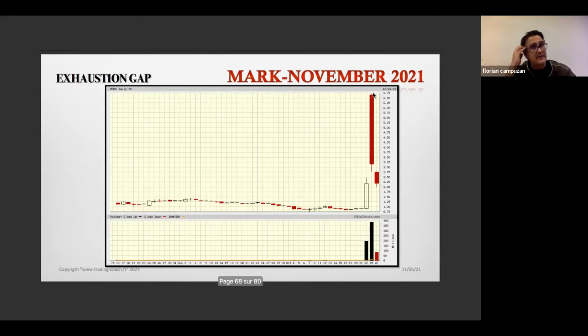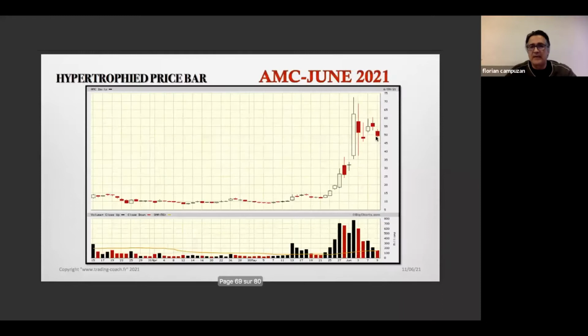sell part of it. What I did was I didn't sell everything. I sold at the opening, I don't remember exactly, but I think I sold the remaining part at that level, with a trailing stop.